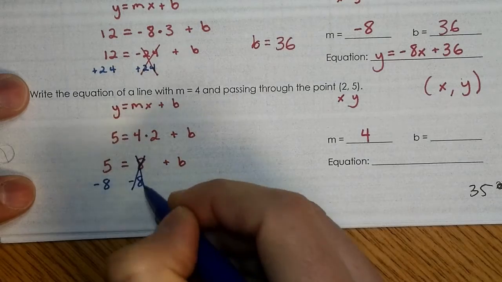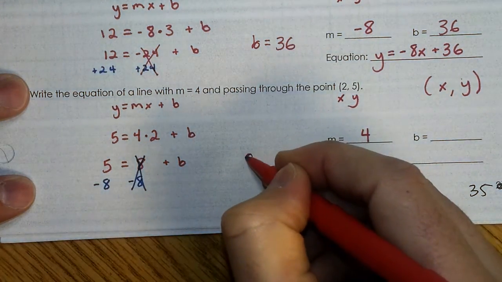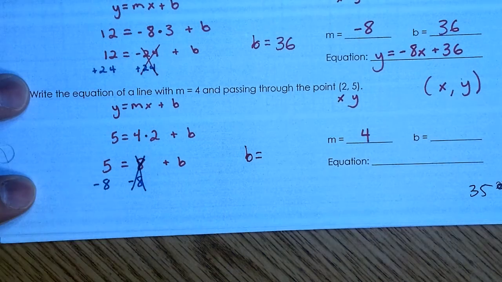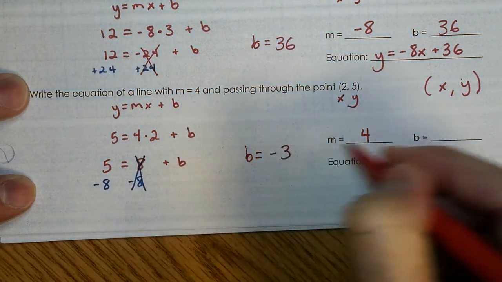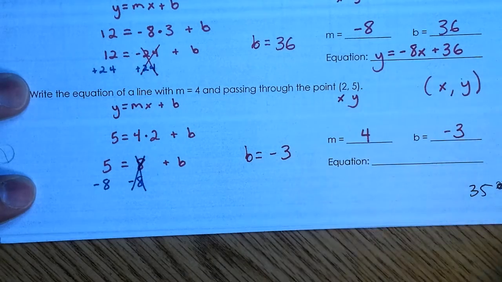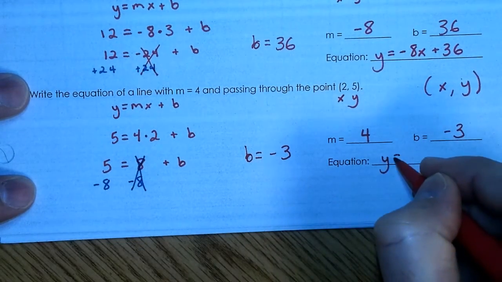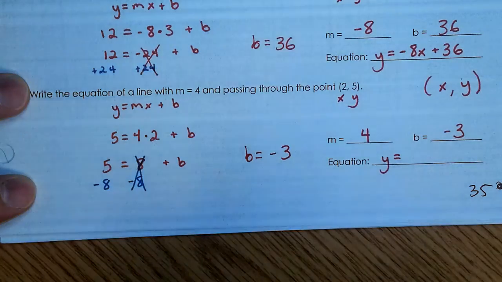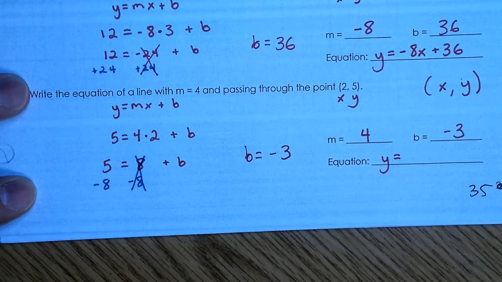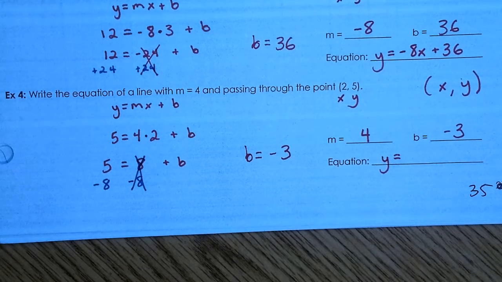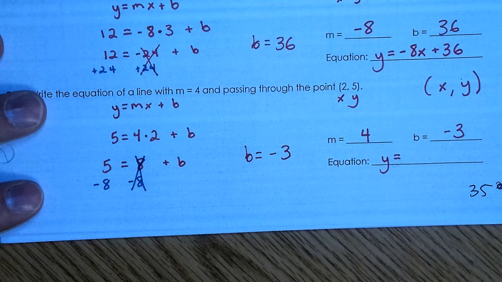All right, so that's gone. You're left with b equals, what is 5 minus 8? Negative 3. So our b equals negative 3. I want you to try to create the equation. Y equals, and then I want you to do it. I'm going to give you 10 seconds. I'm sure some of you have already done it, right? You're just like, Coach, come on. 3, 2, 1. Nigel, hit us with it. What is it?